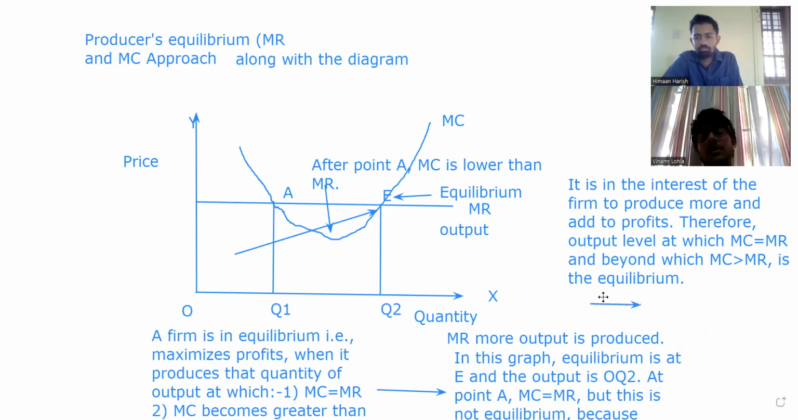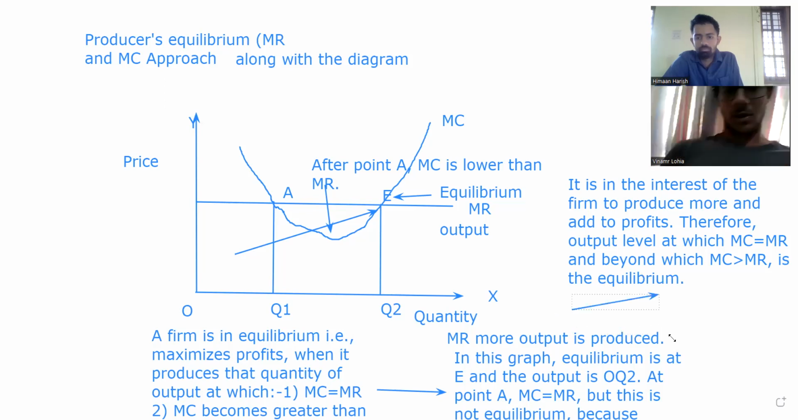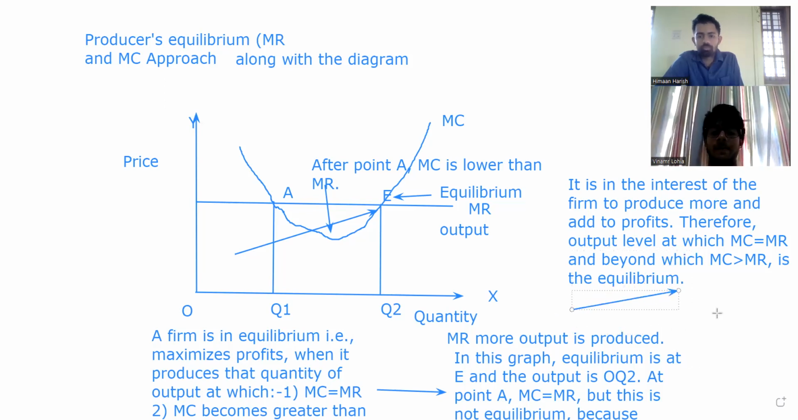Got it. Yeah, this is a better explanation. I mean, to understand, I think this was easier. And after point A, MC is lower than MR. And after point E, MC is greater than MR. At point E, this is the equilibrium, so E is the equilibrium output.